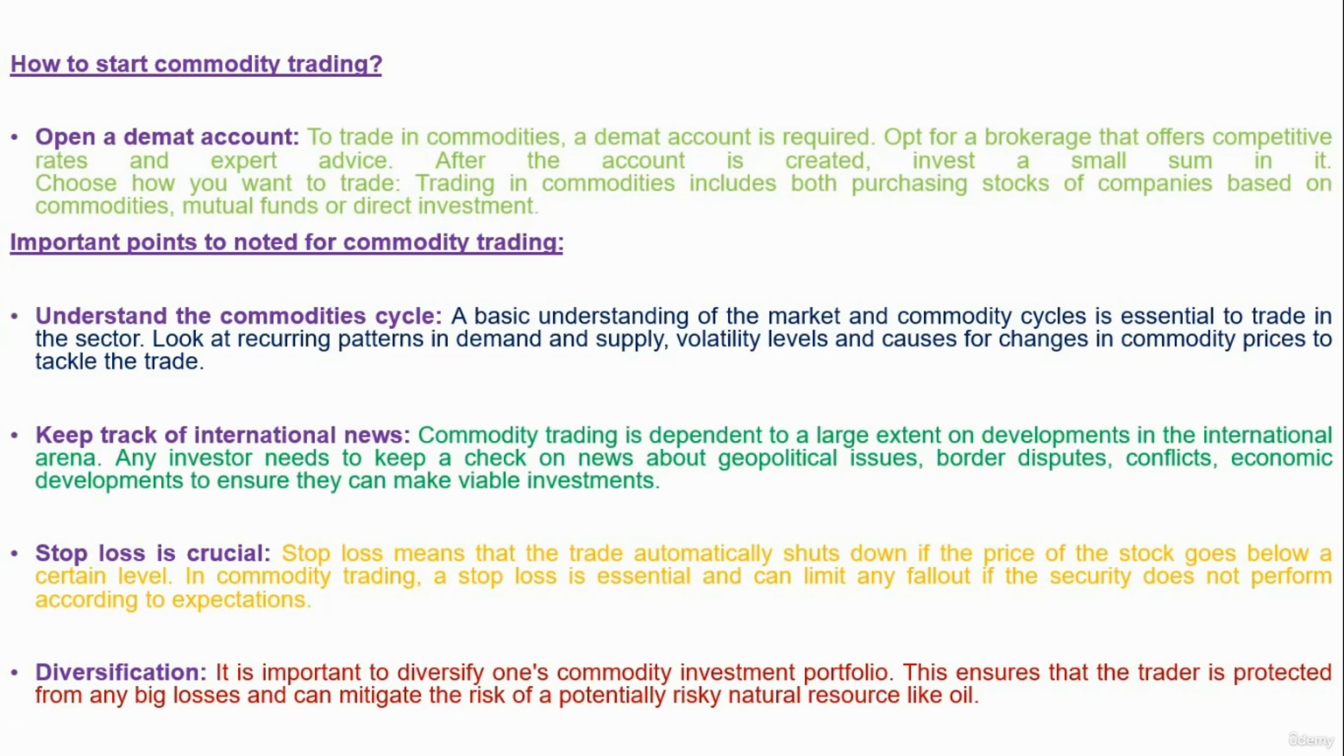So you have to follow the international news in commodity market, because this is impacting commodity market to a large extent. Any investor needs to keep track of news about border disputes, conflict, economic developments, geopolitical issues. So those things are really important. These things are not so important in equity market. And stop loss is really critical. You should always use a stop loss, because the prices are very volatile, and in case of any fallout, you might have major losses.